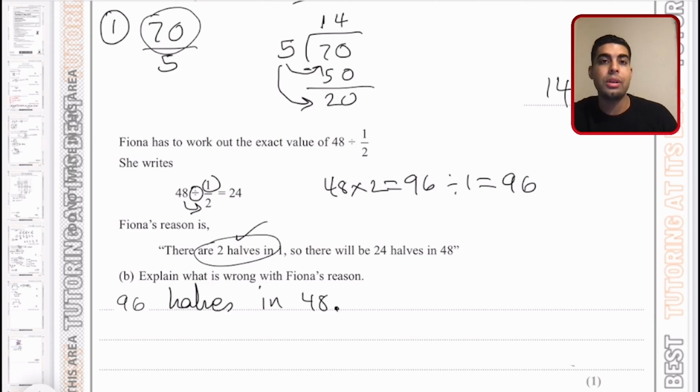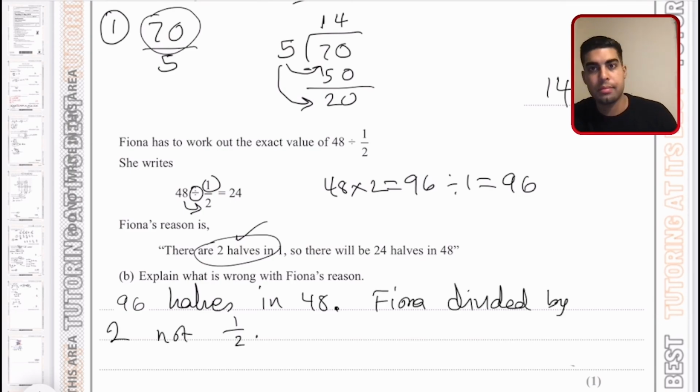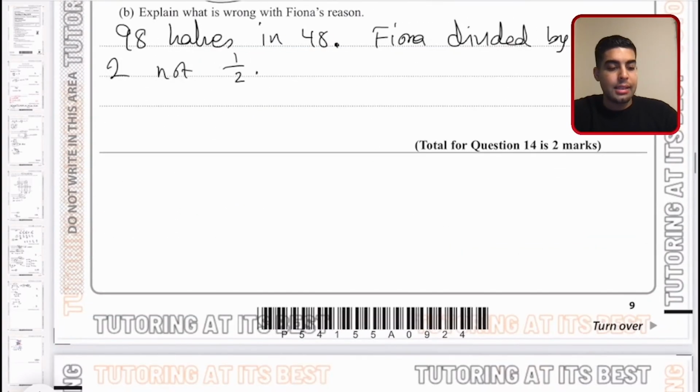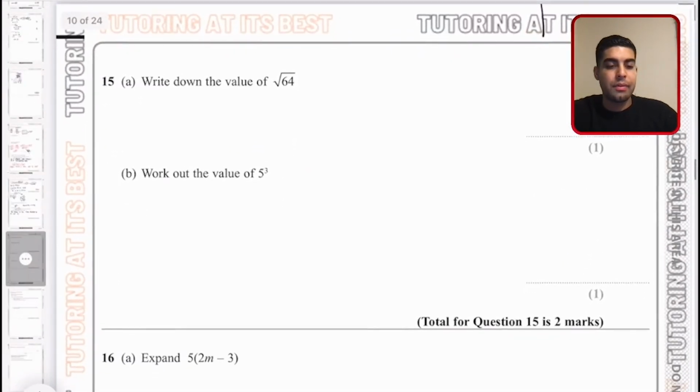So what did Fiona do? She divided it by 2, not divided by a half. So she should have simply doubled 48. Spectacular. Let's go over to question number 15.